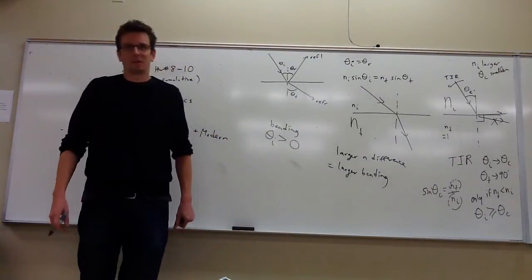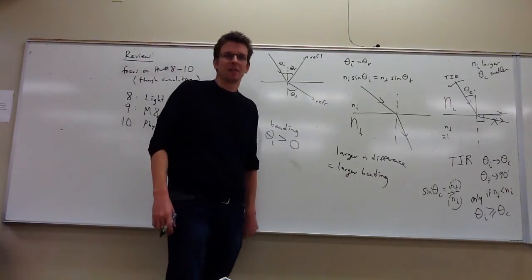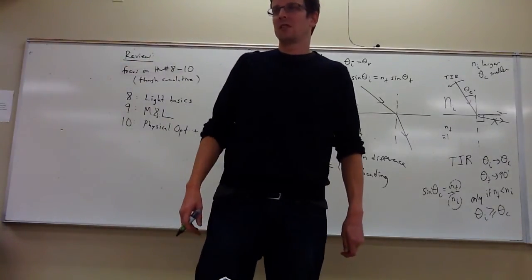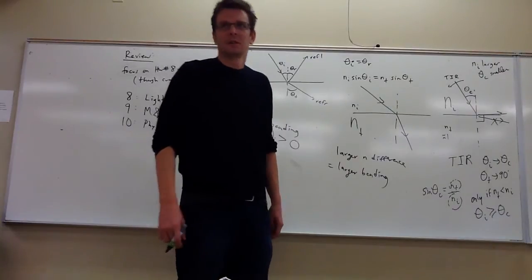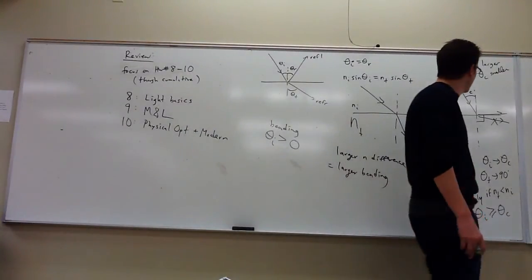And I talked about the fact that diamond is particularly easy to make this happen because diamond has such a large N value compared to air. So that's total internal reflection.